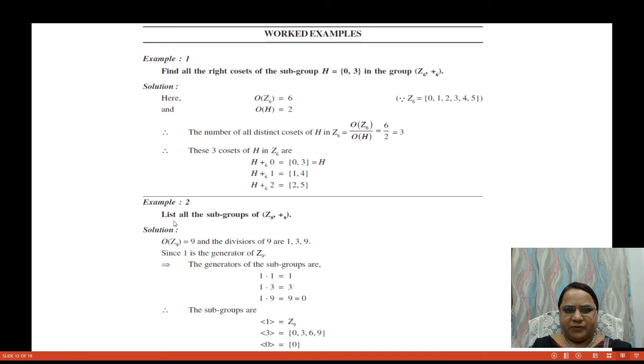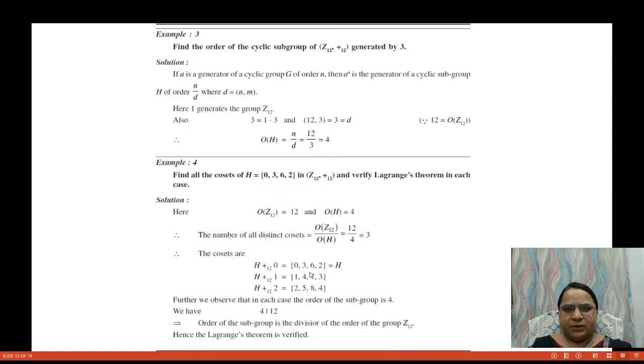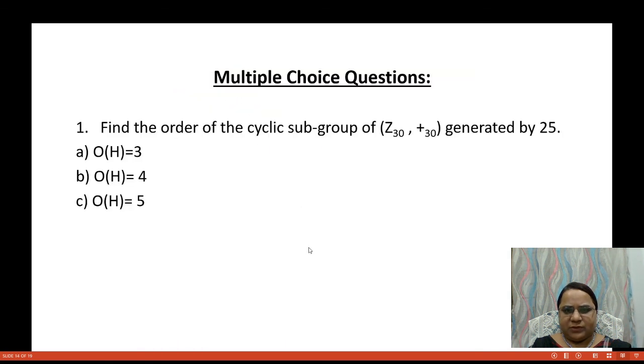In a similar way, we have to list all the subgroups of Z9 under addition modulo 9. In a similar way, we have to calculate this. Next, find the order of the cyclic subgroup of Z12 under addition modulo 12 generated by 3. Follow the same way for this example 4 as well.